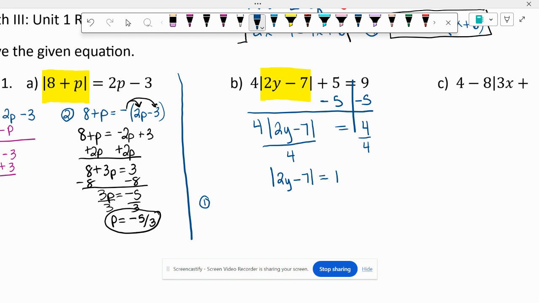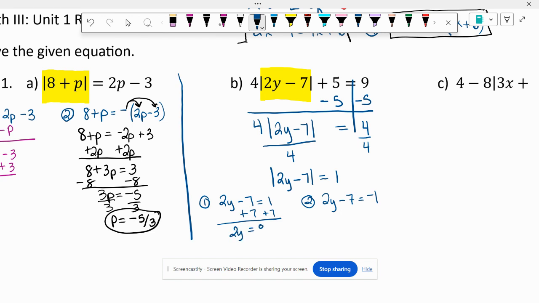So now I'm going to stop and I'm going to write two equations. One with the exact equation that I have, 2y minus 7 equals 1. The second one, 2y minus 7 equals the opposite of 1. So 2y minus 7 equals 1. And my second equation, 2y minus 7 equals the opposite of 1. All right, so I'm going to add 7 to both sides.